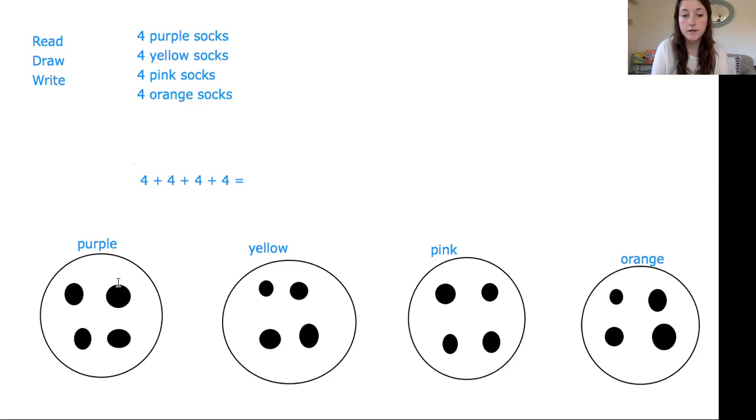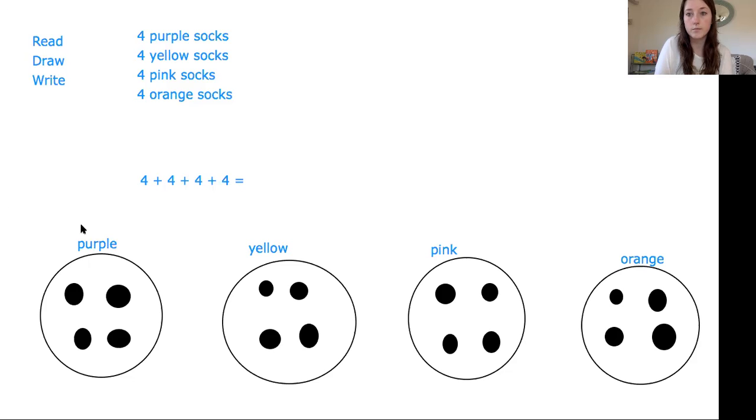I could count on, right? So I have 4, 5, 6, 7, 8, 9, 10. I could count like that. I could group them together, right? I know 4 and 4 makes 8. And I know 4 and 4 also makes 8, right? So 4 plus 4 plus 4 plus 4 is also the same as 8 plus 8. Okay, so in order to solve this, I'm going to count up all that I have all together. So there are different strategies that you can use.